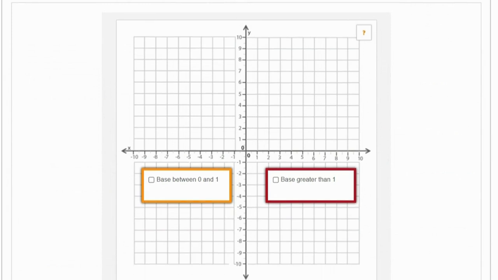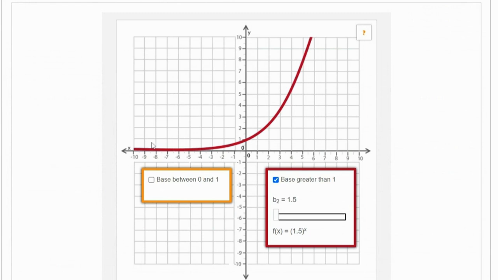So if we have a base greater than one, like we were just looking at 3 to the x power, 3 is the base, it's going to look like this in general. This is a base of 1.5, that's 1.5 raised to the power of x. We can change that to 2, 2.5, 3, 3.5, 4, 4.5 or 5. And you see what's happening. The bigger the base gets, the steeper it's getting.